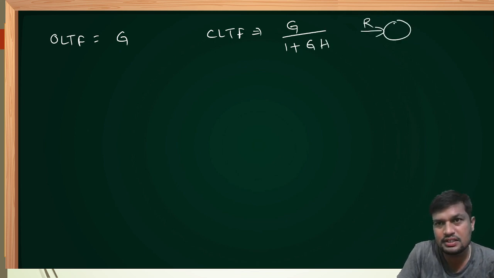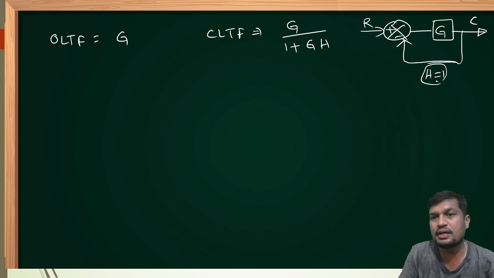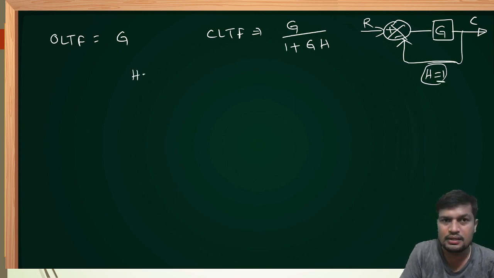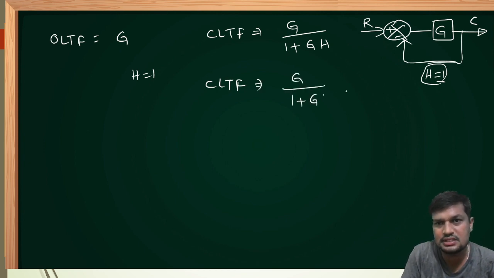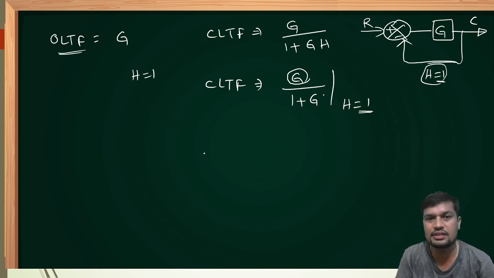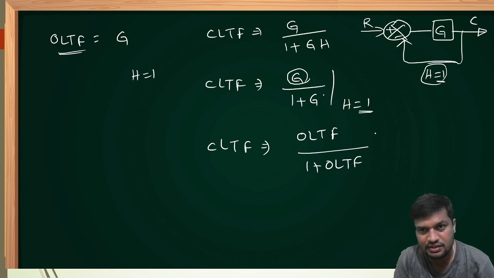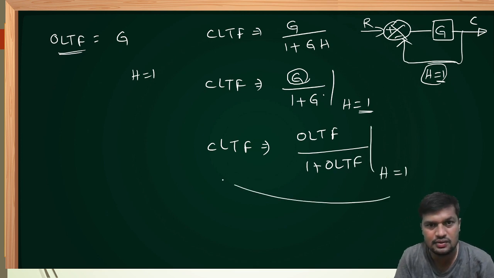Suppose this is input, dear friends, this is error detector, gain of the system is G, output is C, and feedback is given as unity, that is H is equal to 1. If feedback gain is H equal to 1, then closed loop transfer function can be written as G upon 1 plus G. The reason is H value is 1, or unity feedback is given. Unity negative feedback. Already we know that G is nothing but the open loop transfer function. Therefore, the closed loop transfer function can be written as open loop transfer function upon 1 plus open loop transfer function, only when feedback is given as unity value.